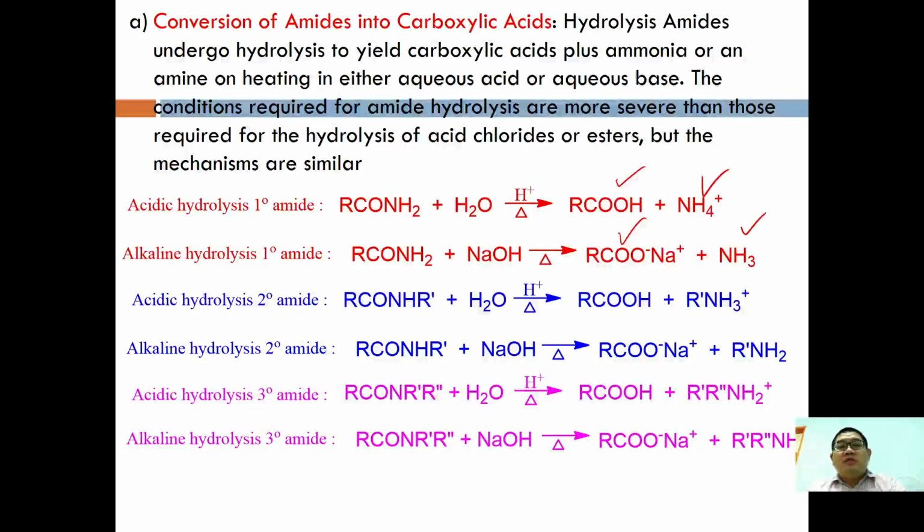In acidic hydrolysis of a secondary amide, you still form carboxylic acid plus a primary ammonium salt. If you react a secondary amide with alkaline hydrolysis, you form carboxylate ions and also a primary amine. Hydrolysis of a tertiary amide will give a carboxylic acid and a secondary ammonium salt. And alkaline hydrolysis of a tertiary amide will give carboxylate ion plus a secondary amine. So for the reactions here you must clearly divide into each of the respective substances involved.